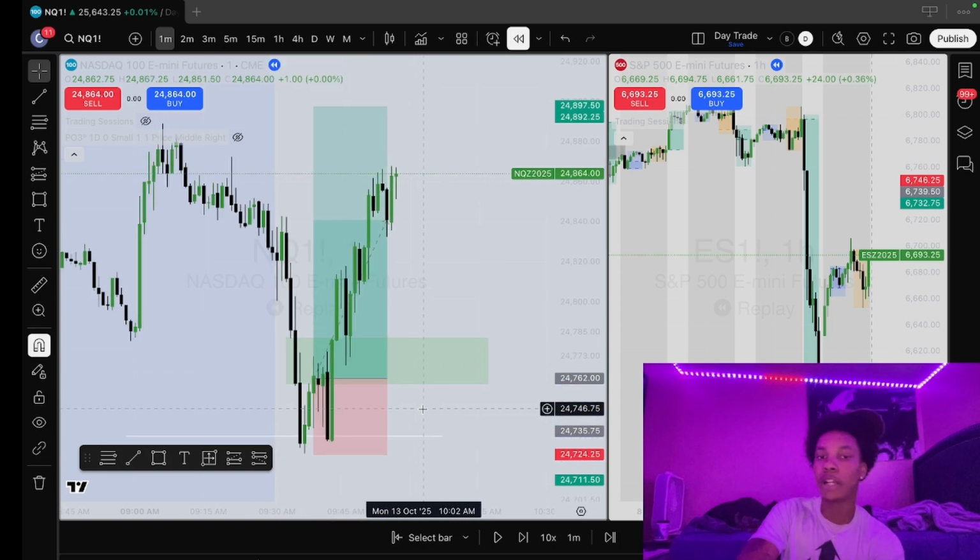This entry model is supposed to be used on the 1 through 5 minute. It can be used on high time frames. Obviously, that's cool. But you want to use this entry model on either the 30-second or the 1 through 5 minute, I'd say. And try and take the first inverse fair value gap you see once we sweep a high zone, a high liquidity zone, right?